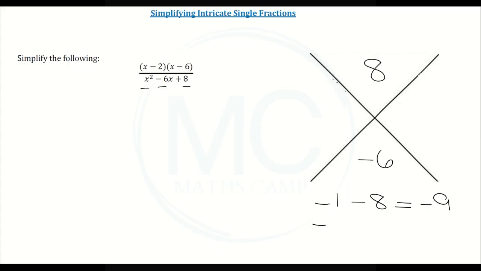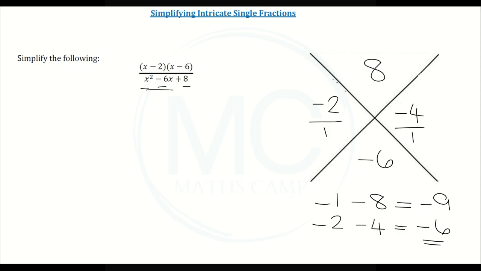8 divided by negative 2 is negative 4. Negative 2 minus 4 gives us negative 6, the value we've been looking for. So we know our factors are negative 2 and negative 4. The coefficient of the squared term is 1, so we get negative 2 over 1 and negative 4 over 1.